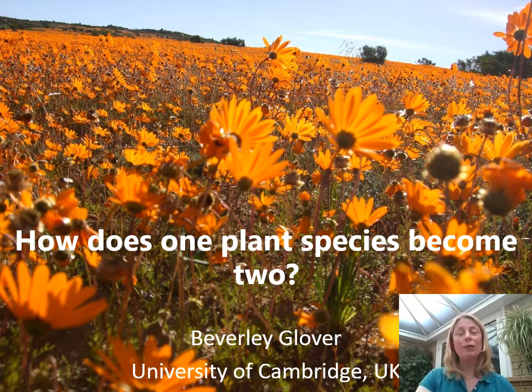So the talk I'm going to give today is about some work we've been doing in my research group to try and understand plant speciation and how it is that one plant species evolves into 2 and 3 and 4 so that we end up with the enormous diversity of flowering plants that we see today.